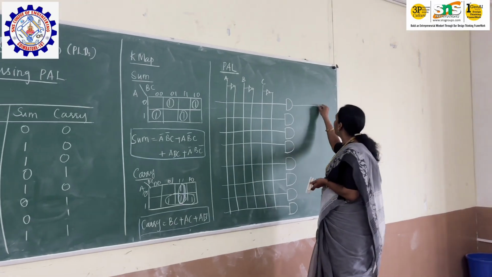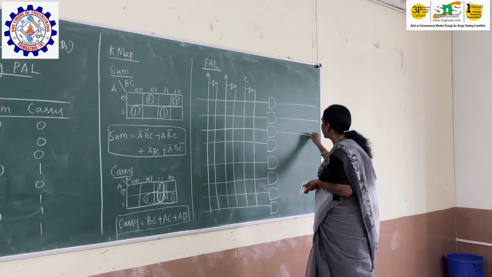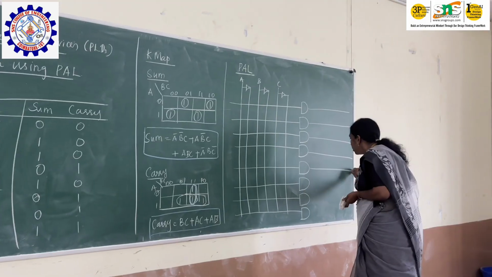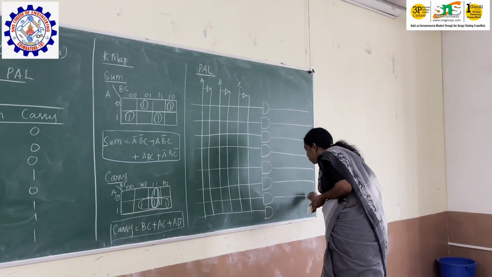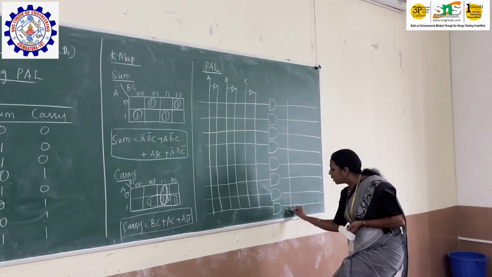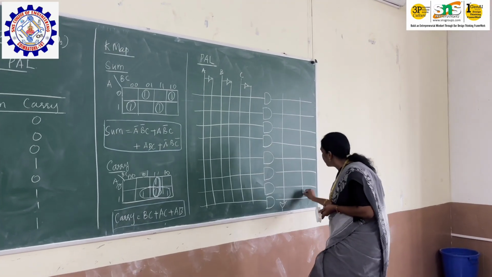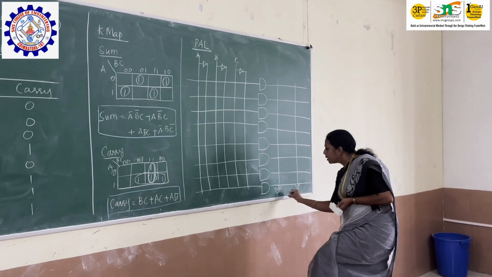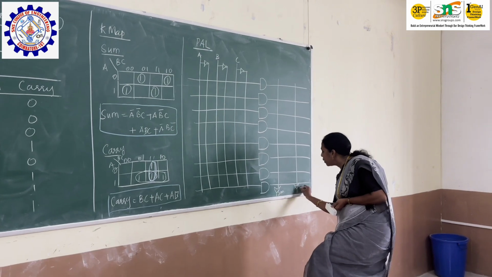And finally, we know that we have 2 outputs. The 2 outputs are for sum, an OR gate, and for carry, an OR gate. So this is for sum and this is for carry.